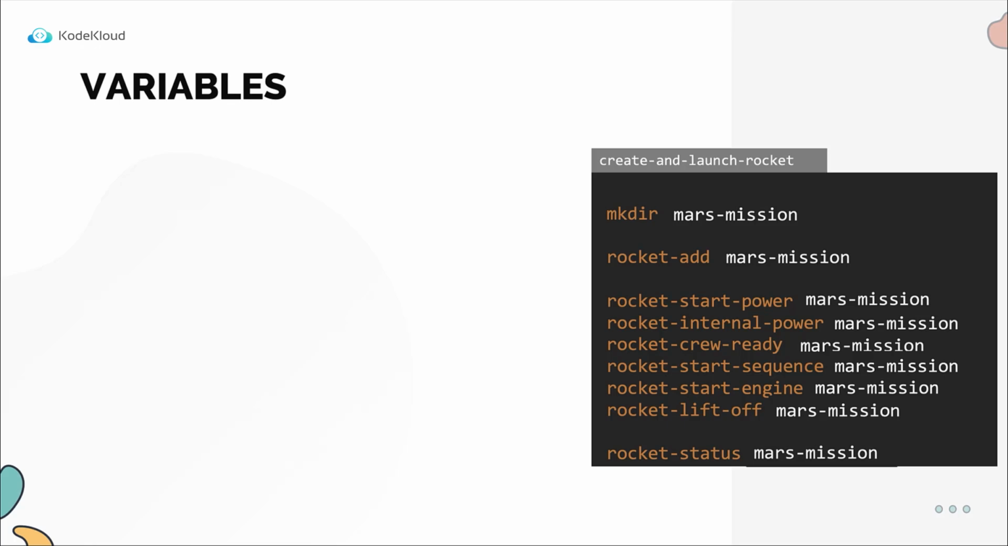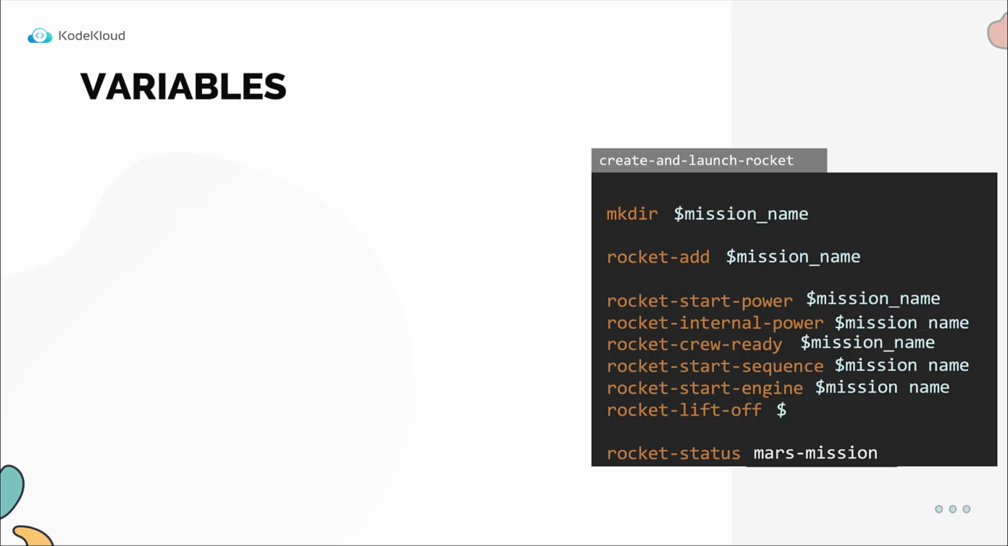A variable is a value that can vary or change. In this script, the values that can change are the mission names, so we replace the hard-coded mission names with a variable named mission_name. But how do you differentiate a static value from a variable? A variable always has a $ sign before its name. In this case, it's $mission_name.